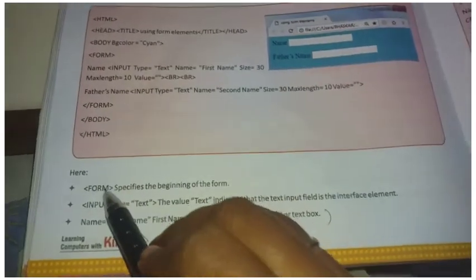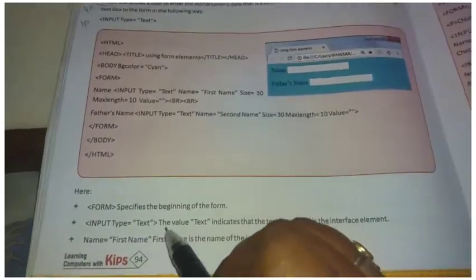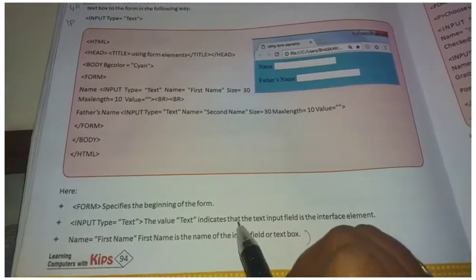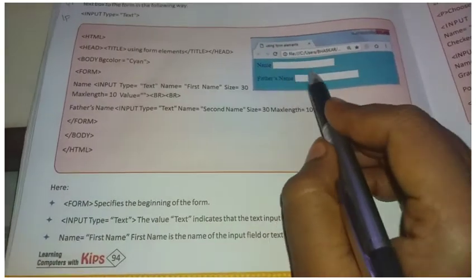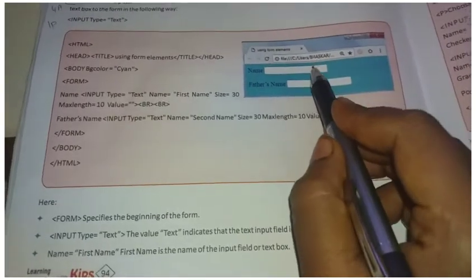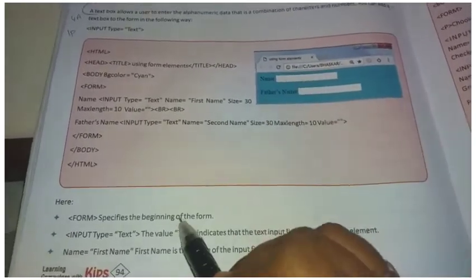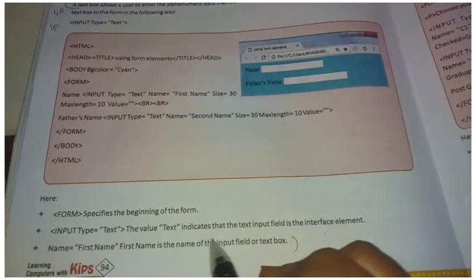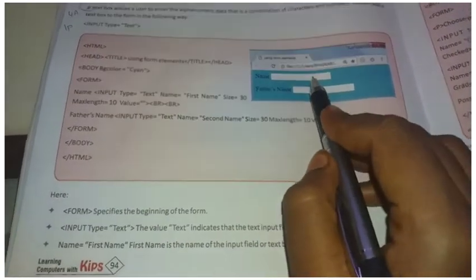Next, form specifies the beginning of the form. Input type equals text: here the text indicates the text input field in the interface element. This box is called a text box. That means we have to enter data here. Name equals first name: first name is the name of the input field or text box, which we specify here.